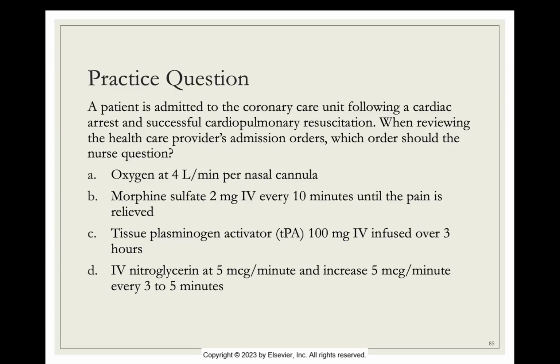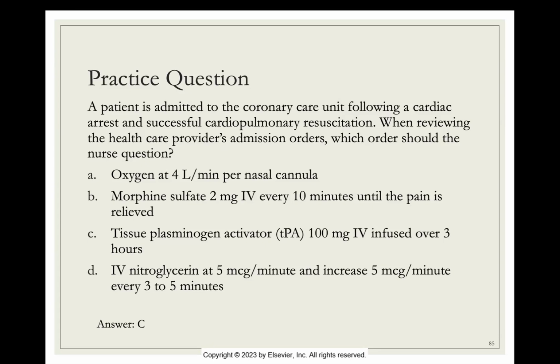All right, which sounds like something that might not make sense? And the answer is C. So, the patient already had cardiac arrest and they had successful cardiopulmonary resuscitation.